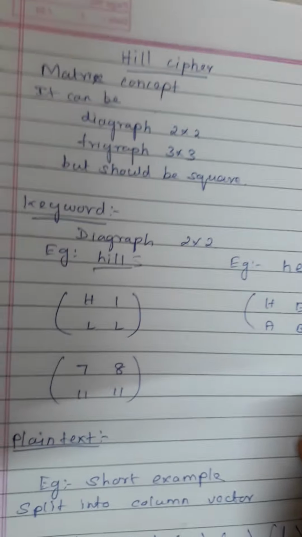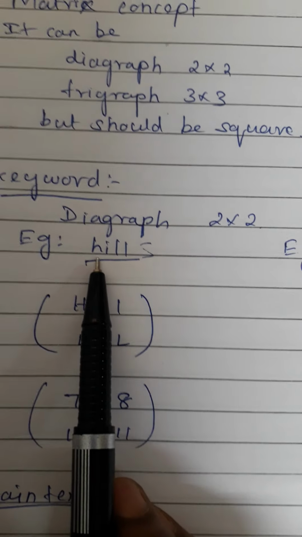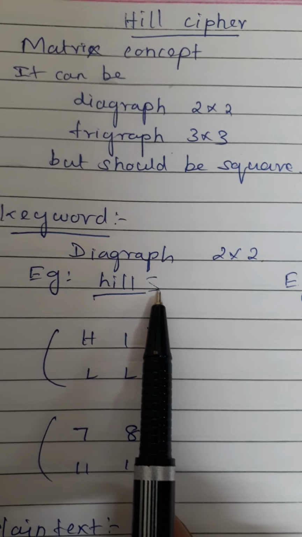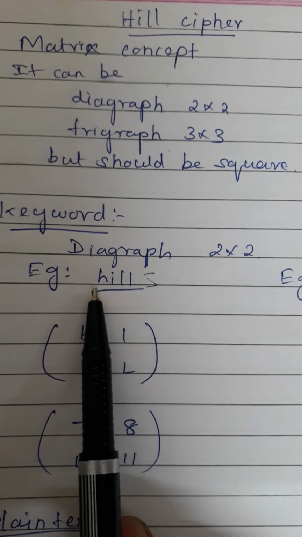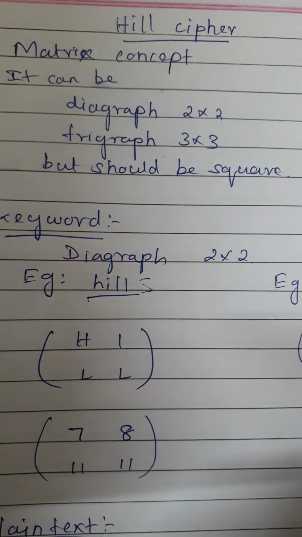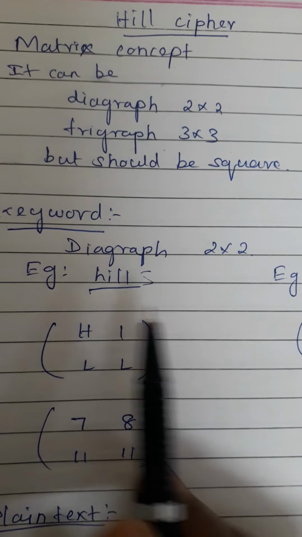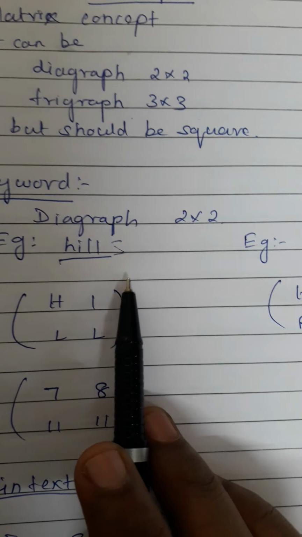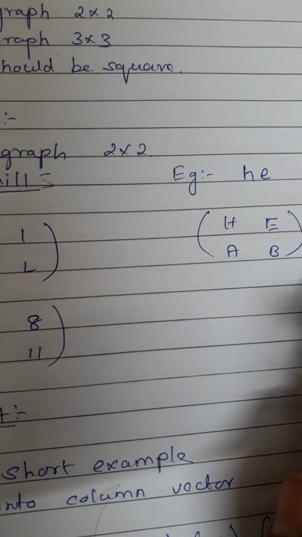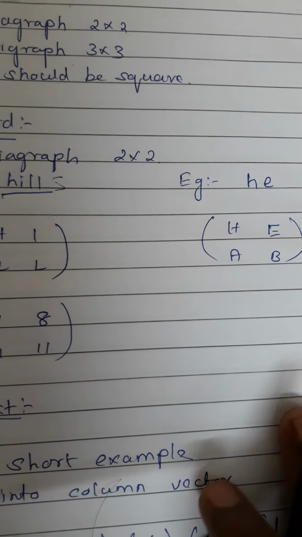If the keyword has extra letters, for example HILLS, you don't need to worry about the extra letters. You take only the first 4 letters and leave the remaining letters as they are. If 4 letters are not there, you take the letters as they are and replace the rest with alphabets.